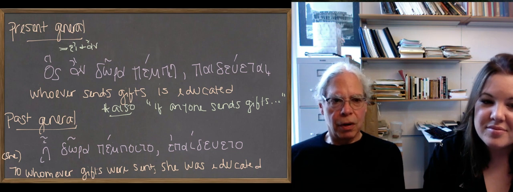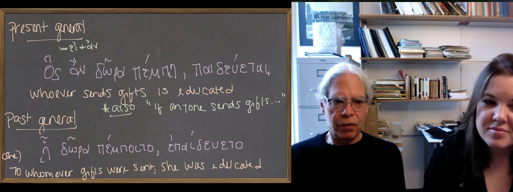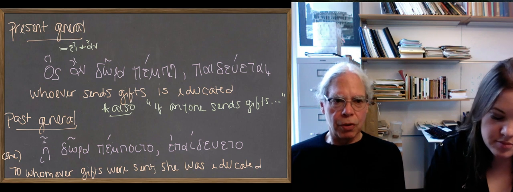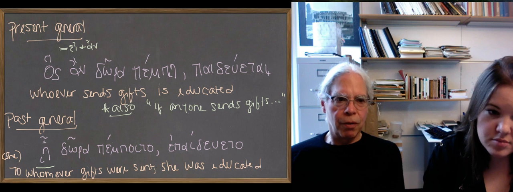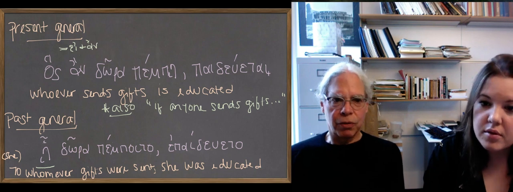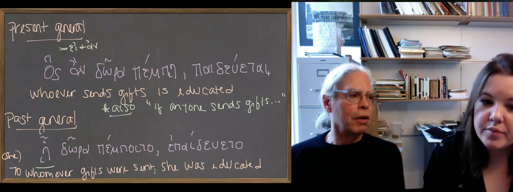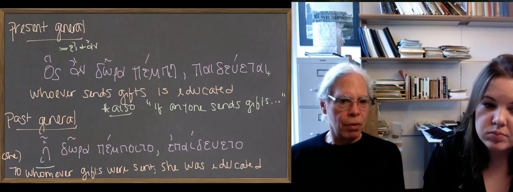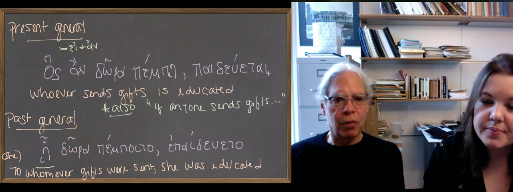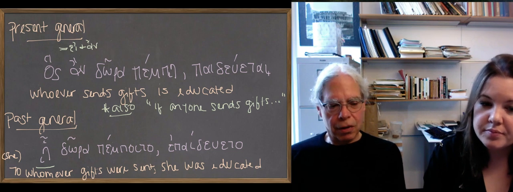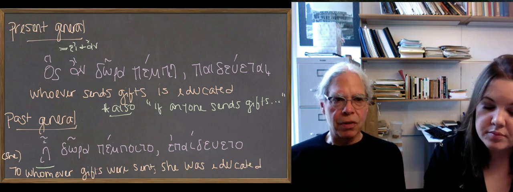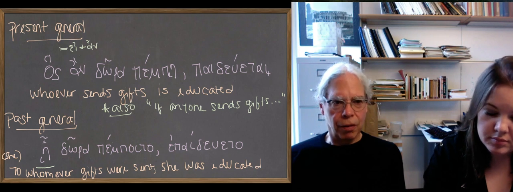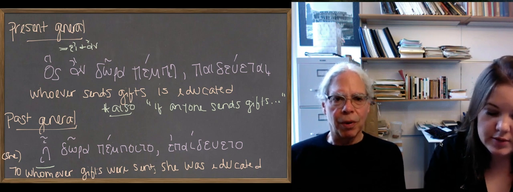You can do he, that's the dative singular, any woman to whom gifts were sent, or to whichever woman gifts were sent, she was educated. Or if gifts were sent to any woman, she was educated, right? Another way of doing it. Lastly, there's the least common of these. Next we're going to do the vivid ones.